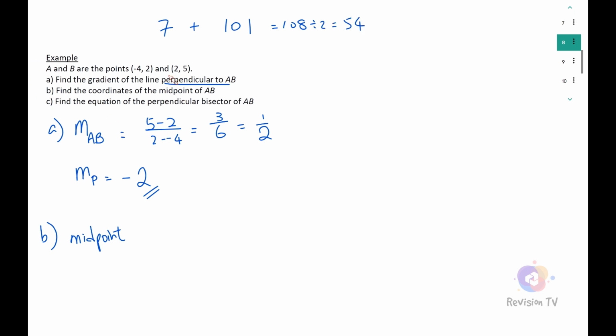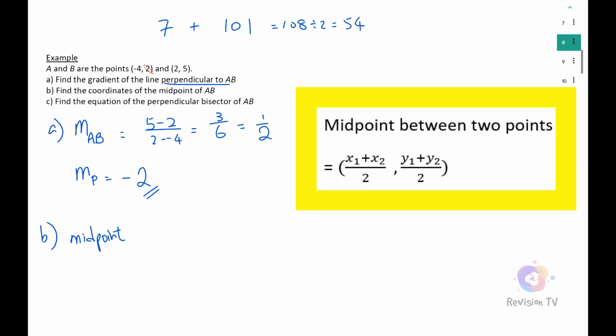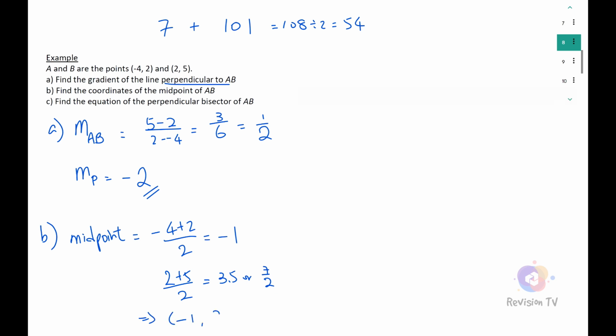So you do the same with each coordinate, -4 and 2. Now note, you're not doing it between the numbers inside the coordinate. You are doing it across the x coordinates and then across the y coordinates. So the midpoint: you do -4 plus 2 and halve it, which is -2 divided by 2, -1. Do 2 plus 5 and halve it. So 2 plus 5 is 7. Half of 7, you can do 3.5 or you can do 7/2. It doesn't matter. So the midpoint is therefore (-1, 3.5). I like to use decimals because mental maths is easier with decimals.